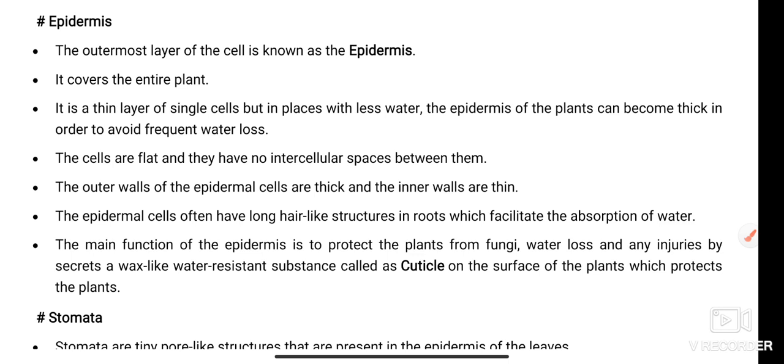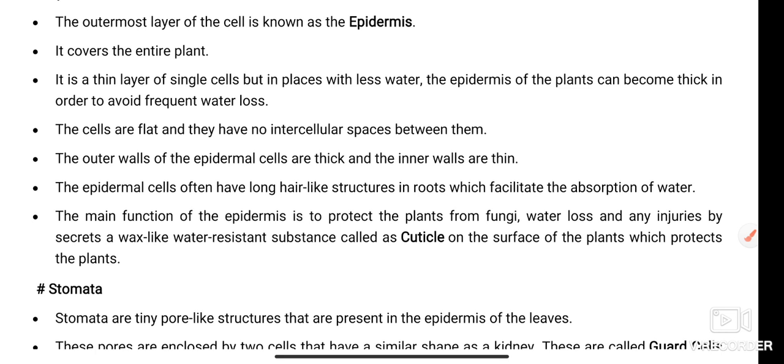The cells are flat and they have no intercellular spaces between them. The outer walls of epidermal cells are thick and inner walls are thin. The epidermal cells often have long hair-like structures in roots which facilitate the absorption of water, and the main function of epidermis is to protect the plants from fungi, water loss and any injuries by secreting a wax-like water-resistant substance called cuticle on the surface of the plants.